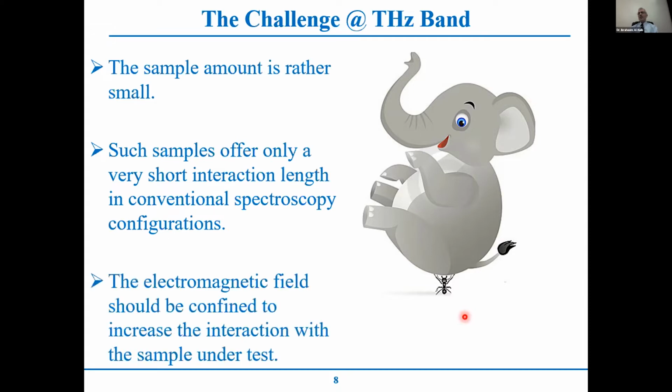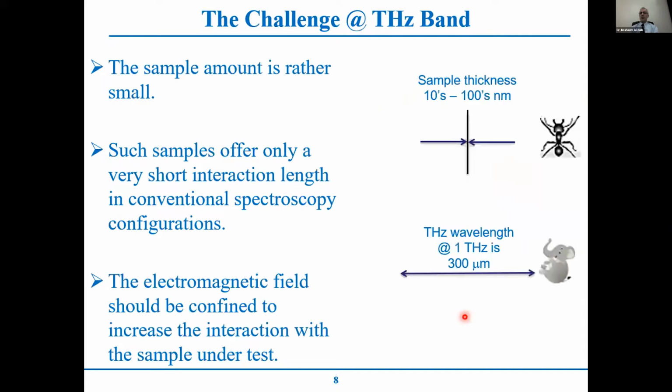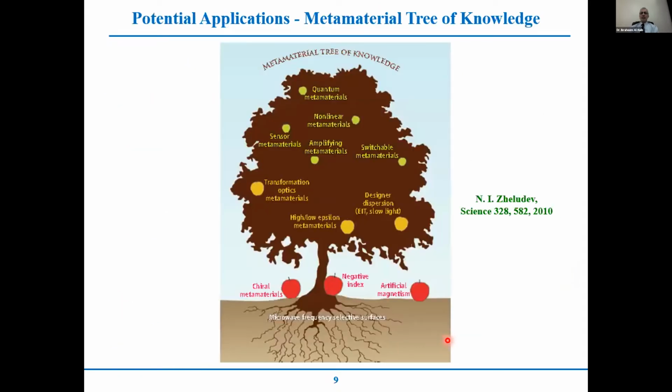So then we need to confine this field. The electromagnetic field should be confined to increase the interaction with the sample under test. We need to do something in order to have things comparable. And this is where metamaterials come into play. I like this pictorial very much, showing three different kinds of metamaterials. It is maybe kind of old now, but it still gives inspiration. And for me, most importantly, the roots of all this are the microwave frequency selective surfaces.